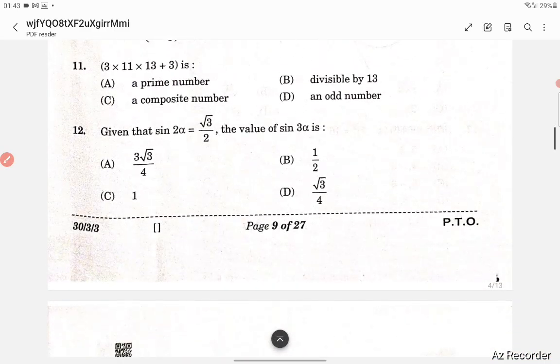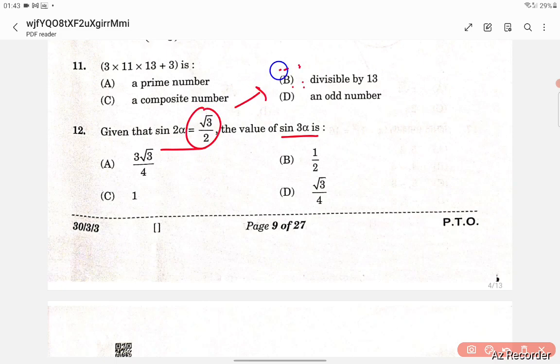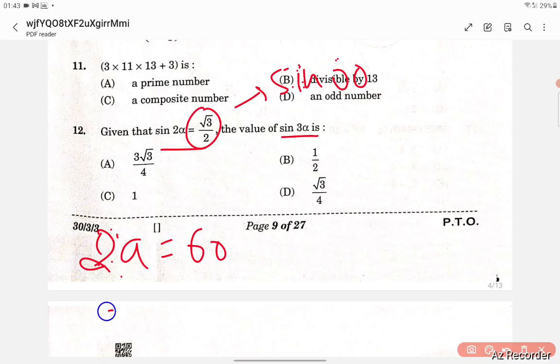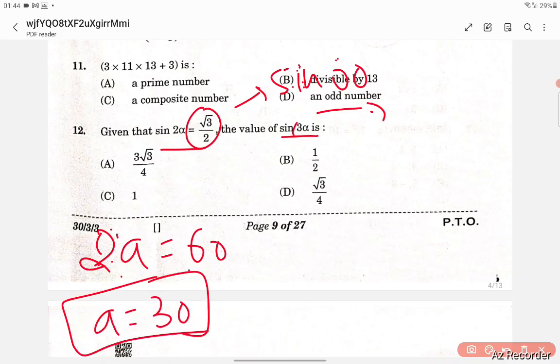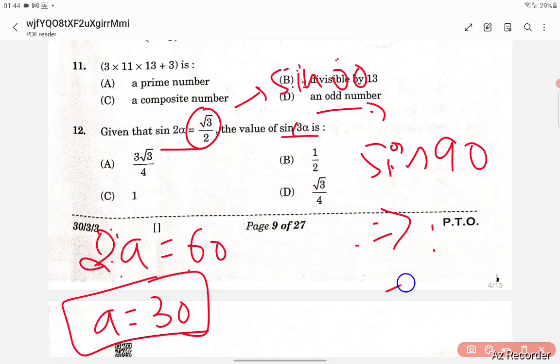Okay, the 12th question. Given that sine 2a is equal to root 3 by 2, you're supposed to find the value of sine 3a. Now sine 2a, so we can write root 3 by 2 as sine 60. So 2a is equal to 60, so a is equal to 30. Now sine 3a, so sine 3 into 30, that is sine 90. Now sine 90 is of course 1, so option number C is the answer.